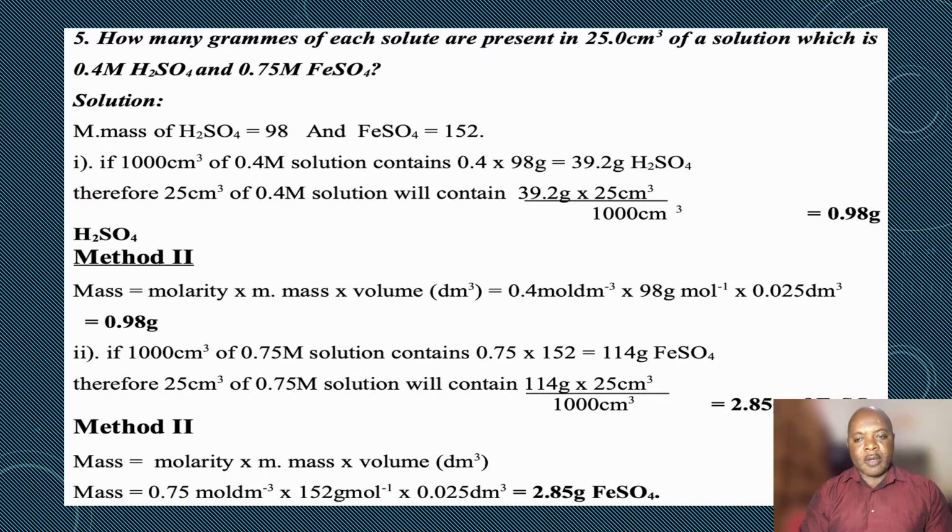Let's go by formula now. By formula, you have been given the volume and you have been given the molarity. The only thing we do is convert the volume into dm cube, by dividing 25 over 1000, we will have 0.025. Then with 0.025, we want to look for the number of moles. So the number of moles will be what?